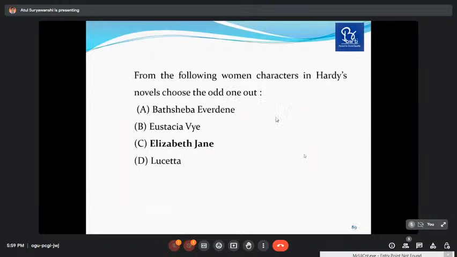Next question. From the following women characters in Hardy's novels, choose the odd one out. Bathsheba Everdene, Eustacia Vye, Elizabeth Jane, Elfride. Elizabeth Jane is the odd one out.